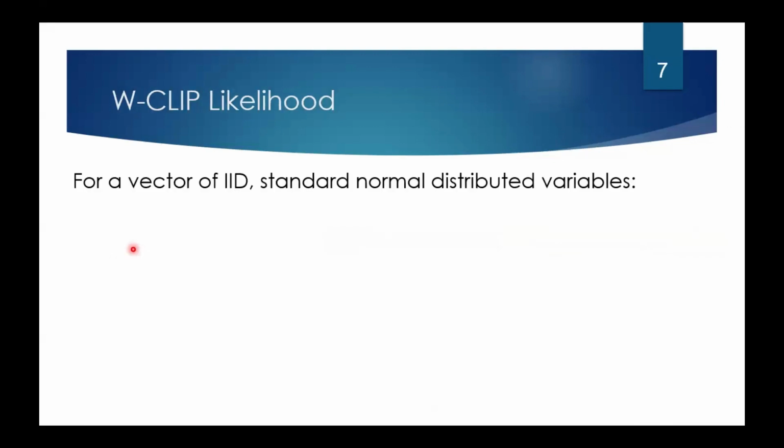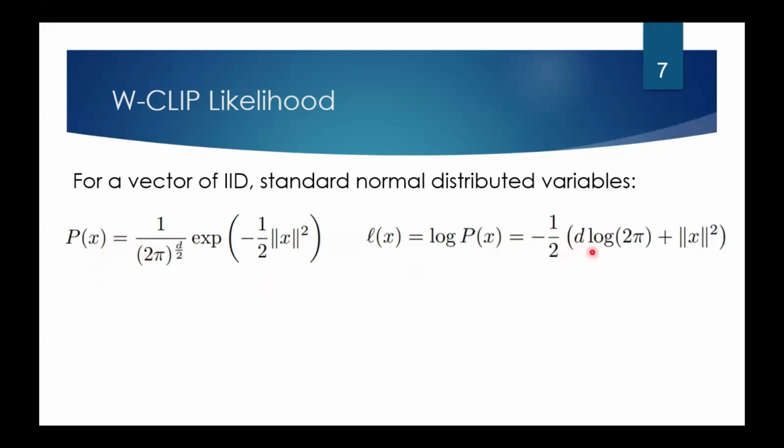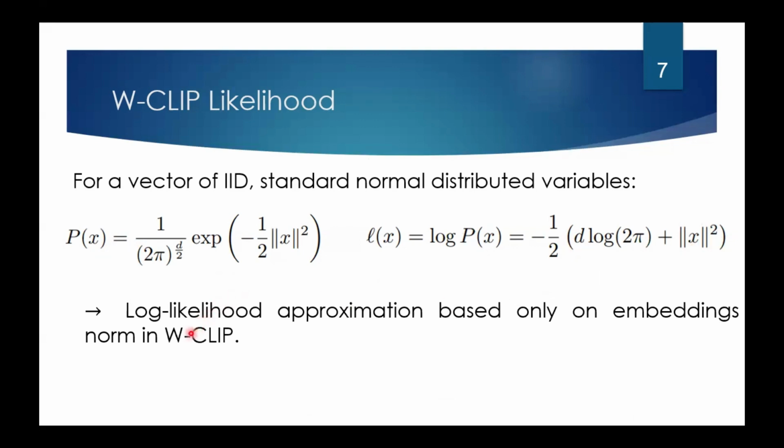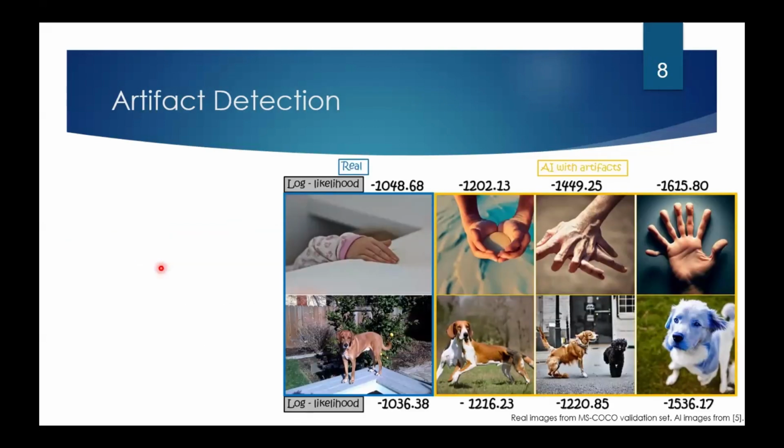If we have a group of IID standard normal distributed vectors, then this is their likelihood function, and this is the log likelihood. This is a very simple equation with a constant and the norm of the whitened embedding. So using CLIP and the whitening transform, we can get a very simple and direct log likelihood function for images and for captions. Now we will show a few use cases of this likelihood.